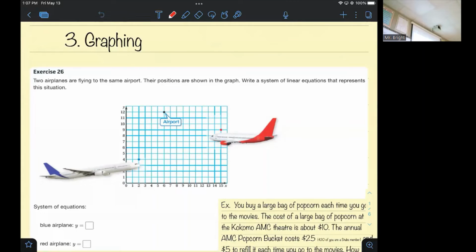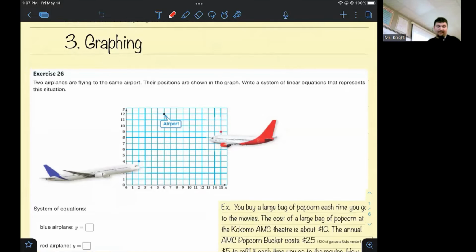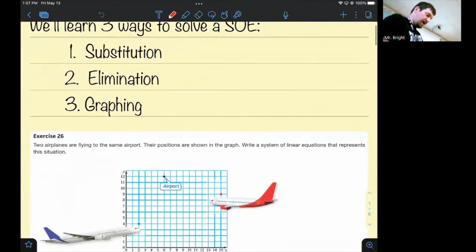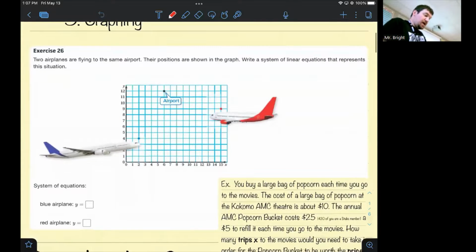All right, so we're solving systems of equations by graphing. Graphing is the third way that we've learned. Substitution is the first way, elimination, and now graphing. I just did this one, so I'm not going to do it again.